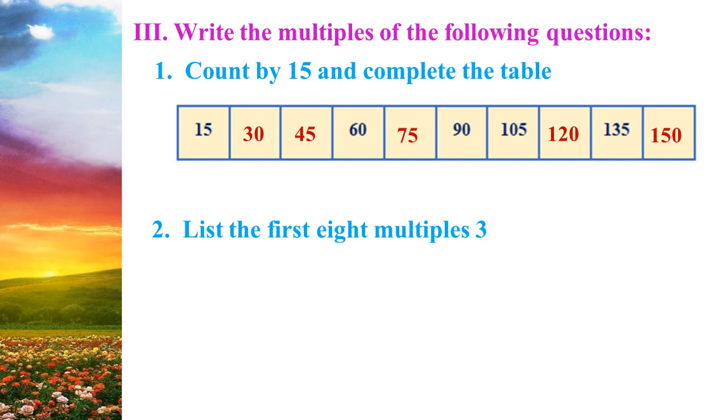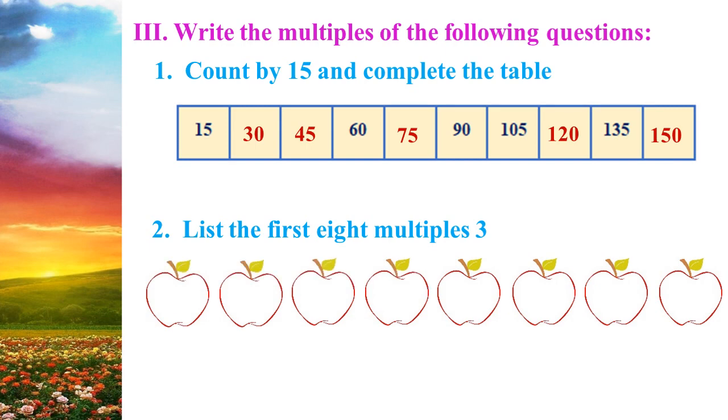Let's see second question. List the first 8 multiples of 3. It's very easy. Now we have to write the 3 table. First 8 multiples of 3: 3, 6, 9, 12, 15, 18, 21 and 24.